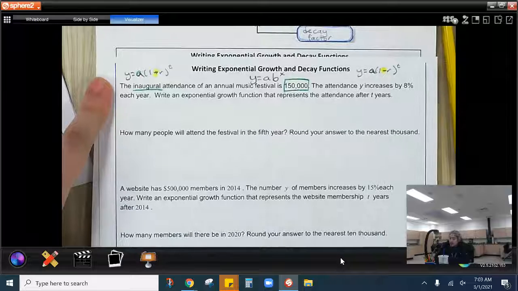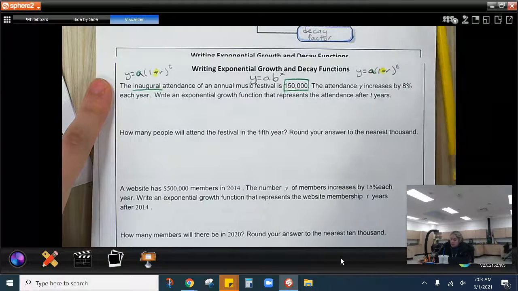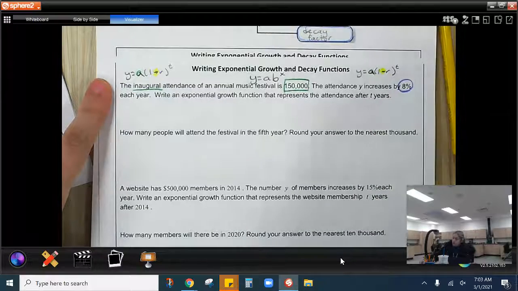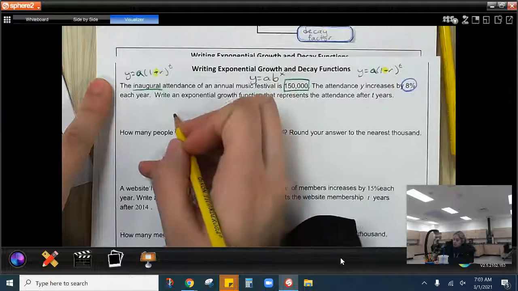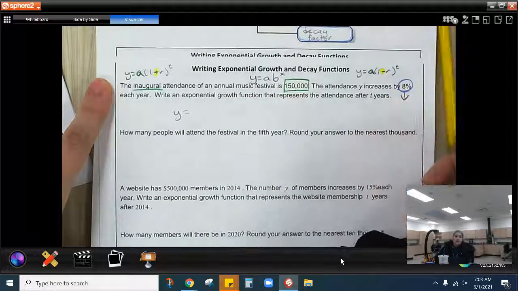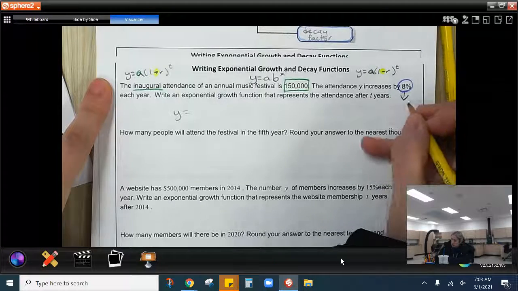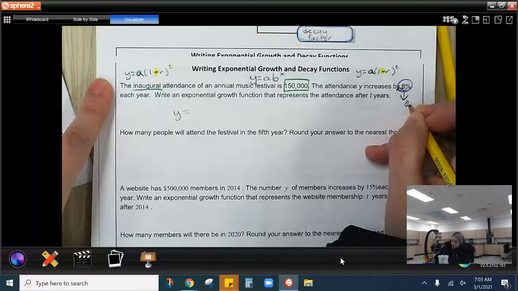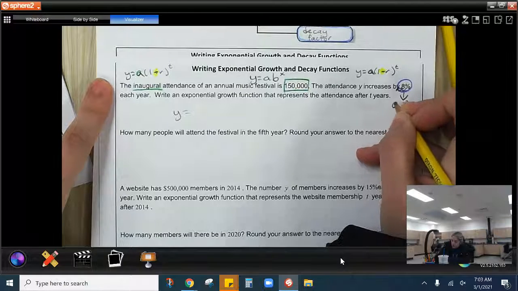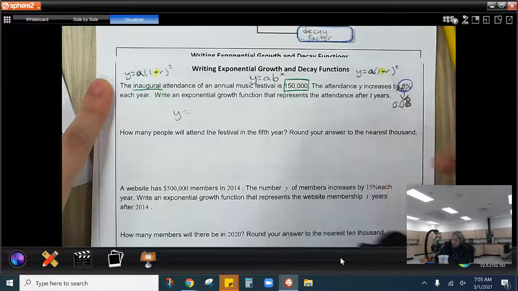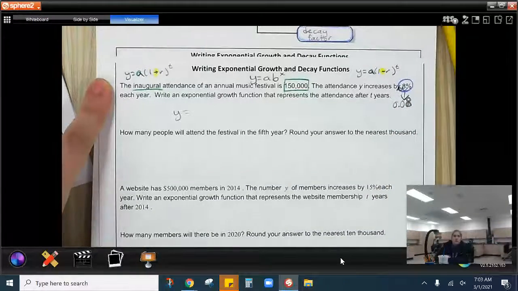The attendance Y increases by 8% each year. So there is our rate, 8%. Write an exponential growth function that represents the attendance after T years. So we would have Y equals, well, first of all, we've got an 8%. Automatically convert that to the decimal, okay? Convert it to the decimal. So I can move this 2 over, so it should be 0.08. There we go. Because I move it 2 decimal places.